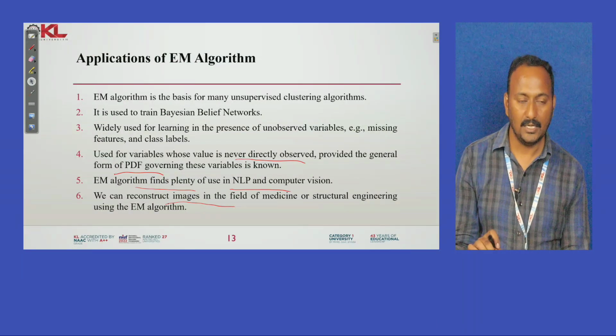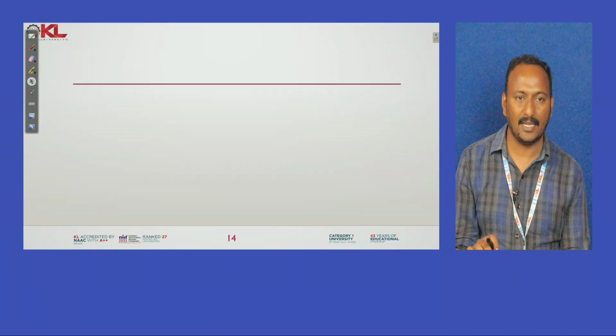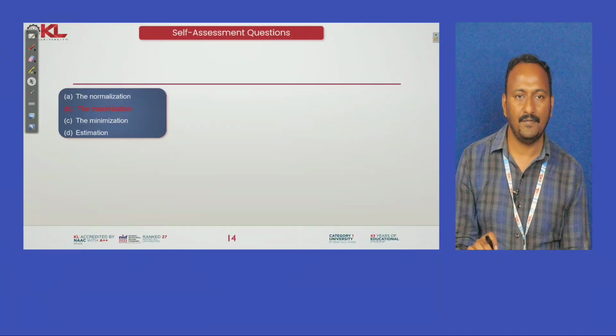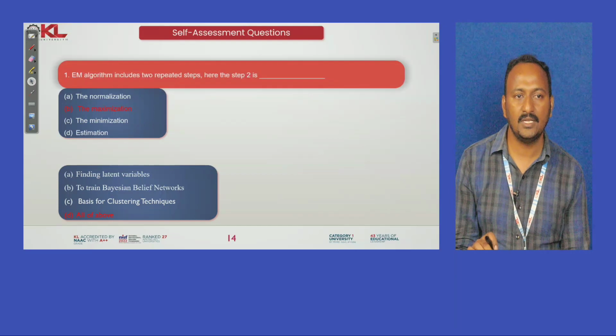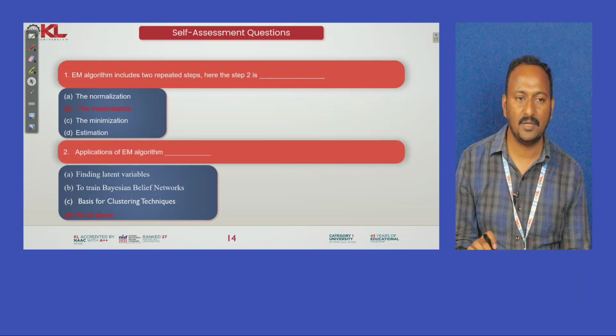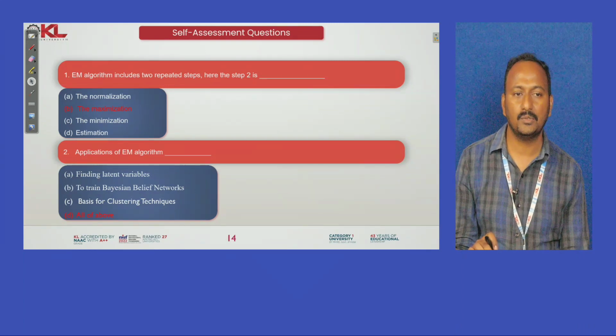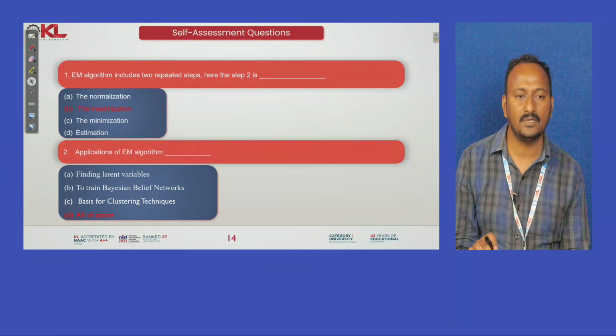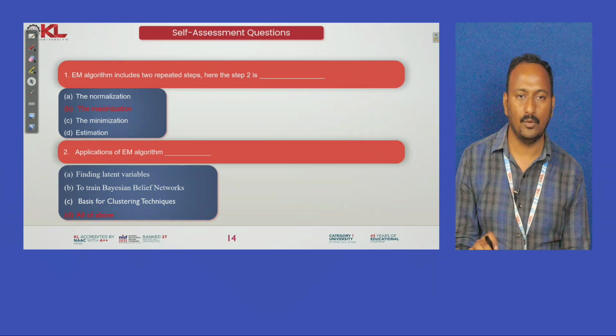So this is the information regarding our EM algorithm. And coming to the self-assessment questions, the first question is: the EM algorithm includes two repeated steps, what is the second step? We know that the second step of this algorithm is the maximization step. And the second question is: what are the applications of the EM algorithm? The EM algorithm is used to find latent variables, it is also used to train Bayesian belief networks, and it's a basis for clustering techniques. So the answer is all of the above.